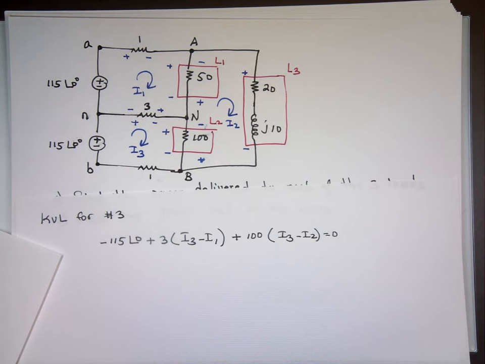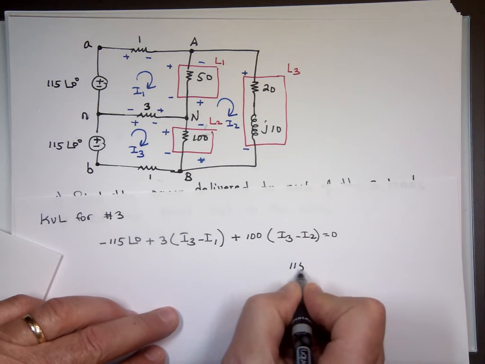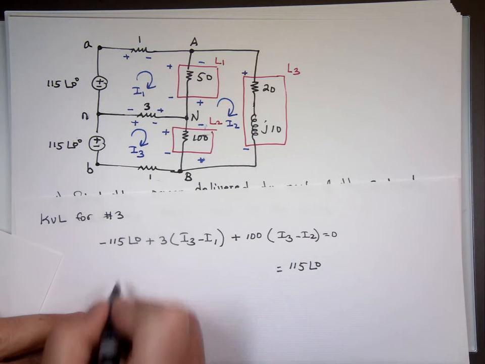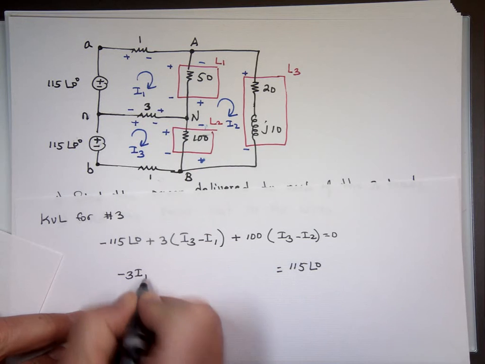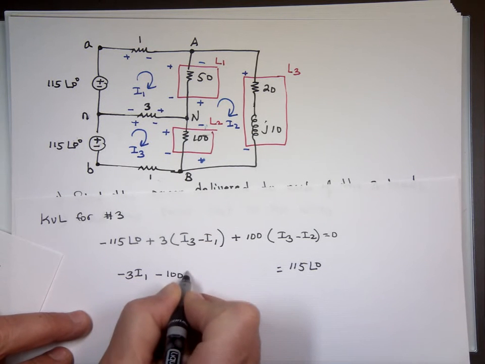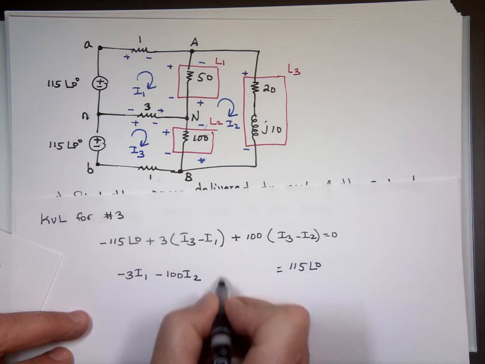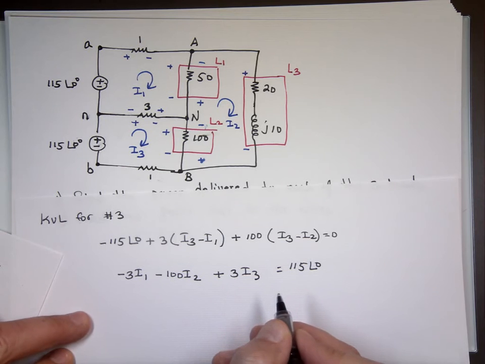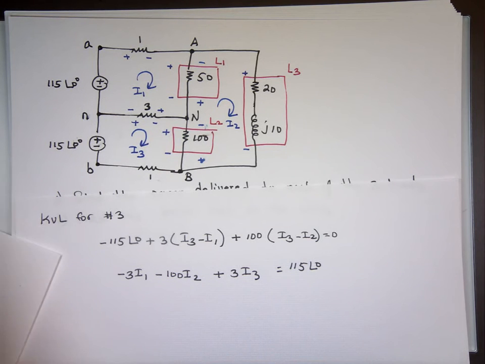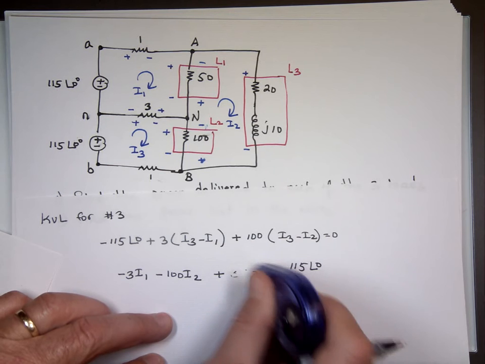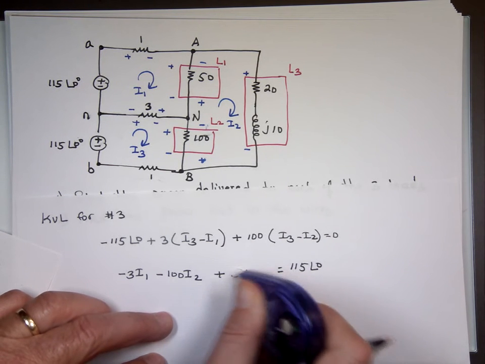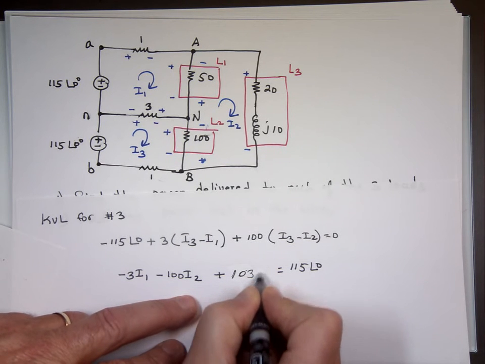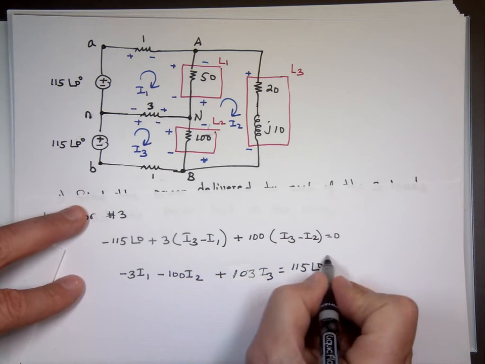Clean it. 115 angle 0 equals negative 3 I sub 1, negative 100 I sub 2. And what do we have? Plus 3 I sub 3? Oh no, 103, right? 103 I sub 3. And that's equation number 3.